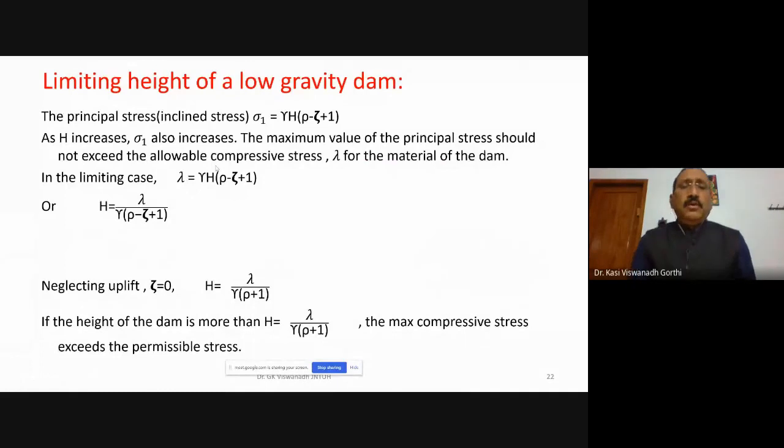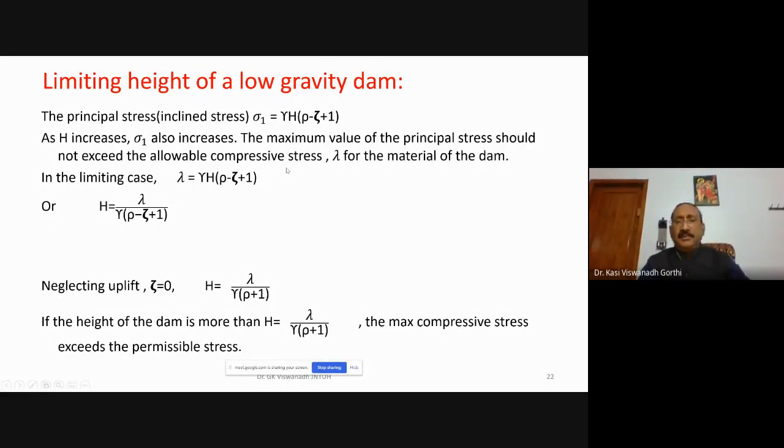How do we know the limiting height of this low gravity dam? At what condition does the low gravity dam become a high dam? Based on this stress criterion and sliding criterion, we have seen the principal stress sigma 1 equal to gamma H into rho minus zeta plus 1. As the value of H increases, sigma 1 also increases. You can see that sigma is directly proportional to H. So the maximum value of the principal stress should not exceed the allowable compressive stress.